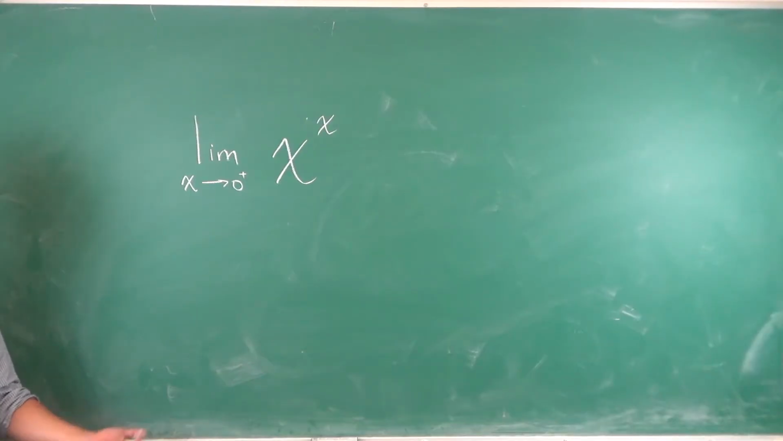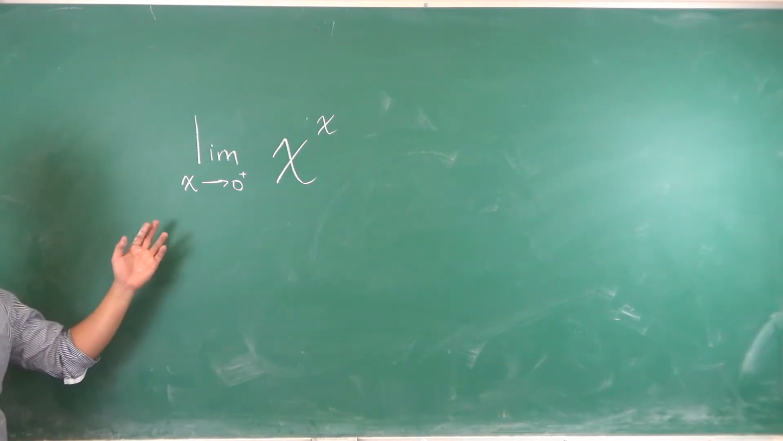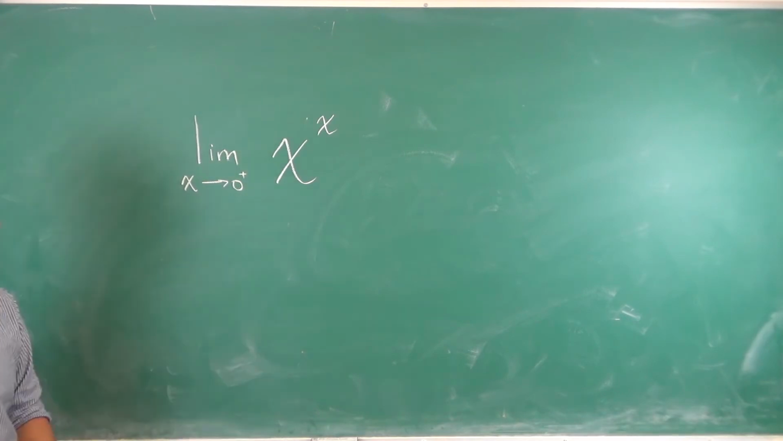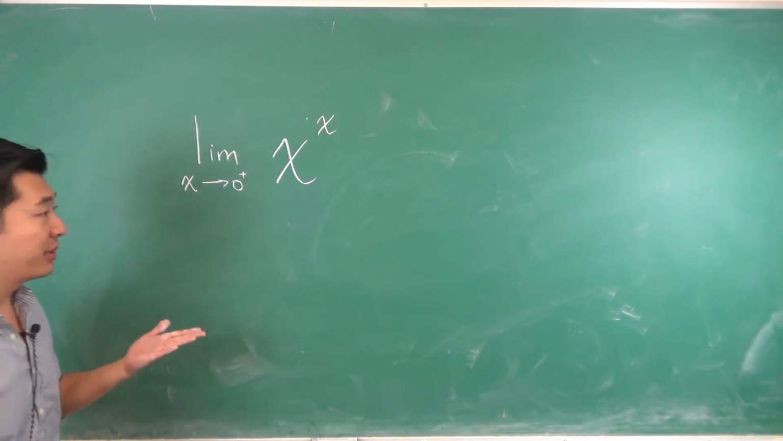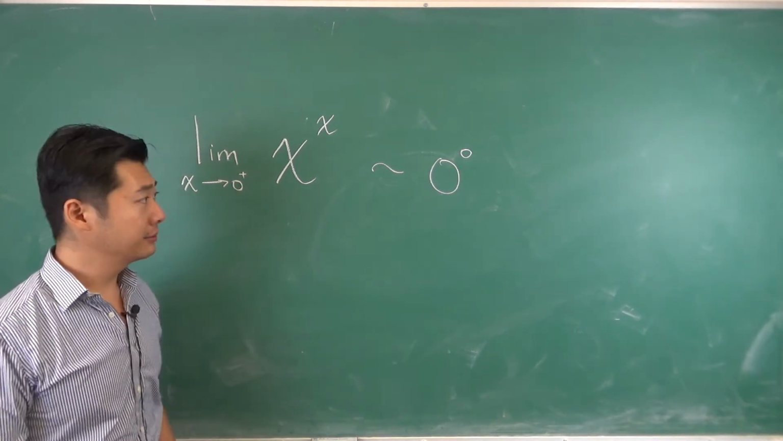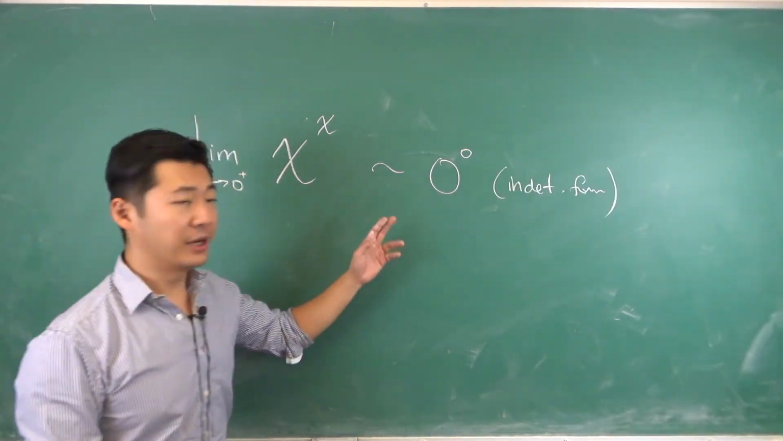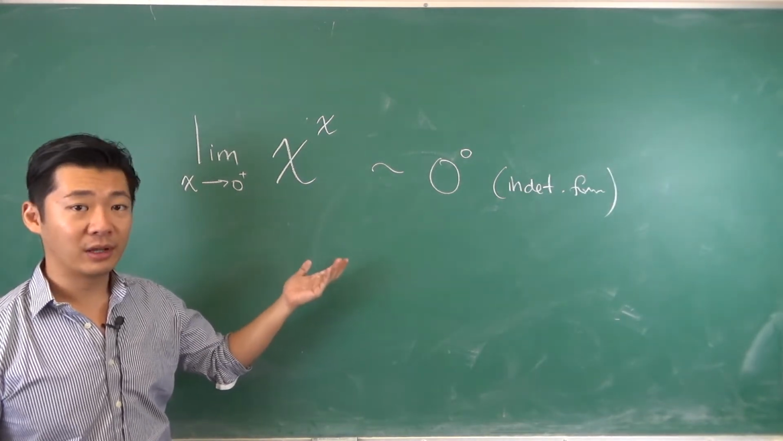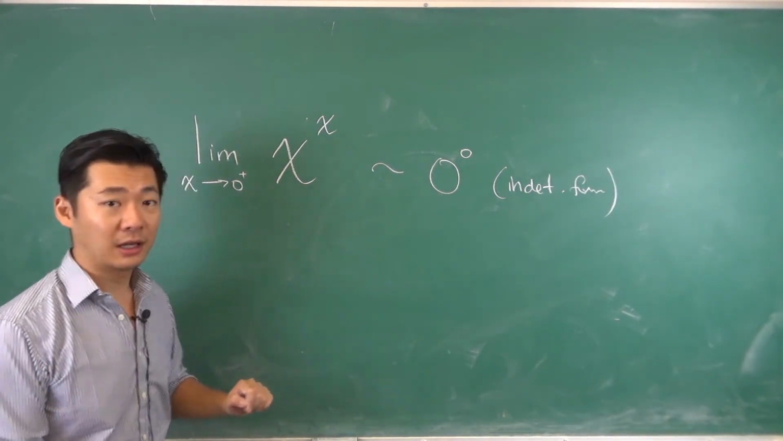Let's try one more example. The limit as x goes to 0 from the right of x to the x. This is a little tricky. If you plug in, you'll get this very weird expression, 0 to the 0. This is undefined, but it's also an indeterminate form. So we can change this so that we can apply L'Hopital's rule somehow. So how do we do it?